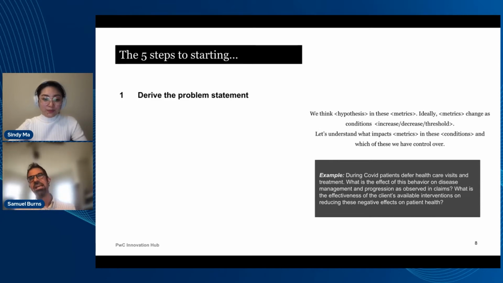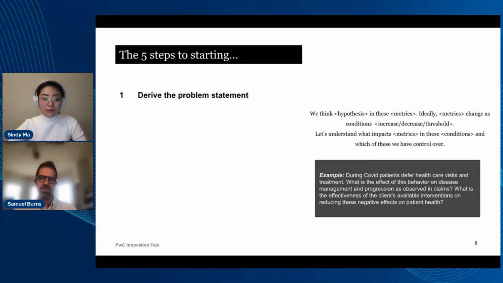So the first thing is, and sometimes this feels kind of pedantic or slow, or I just want to get to the model, but it's funny how this simple thing can be misaligned right from the very beginning. So it says, we think this is true, and these are ways to measure it. Ideally, those things change in reasonable ways under different conditions. Then say what impacts those metrics and under what conditions, and then what are the things that you have control over.